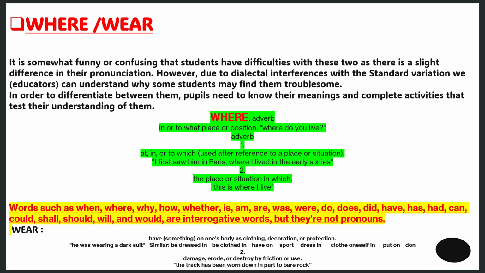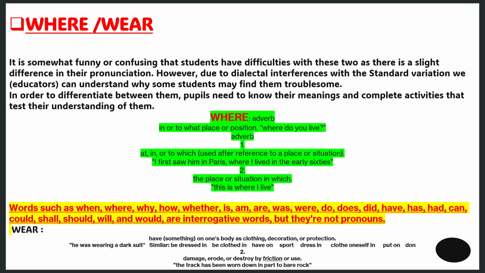So where is an adverb, and it means in or to what place or position. Where do you live? Adverb. It means also at, in, or to which. Use after reference to a place or situation. I first saw him in Paris, where I lived in the early 60s.